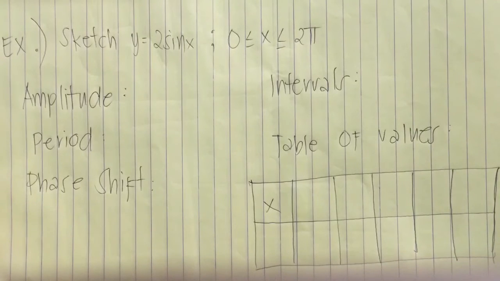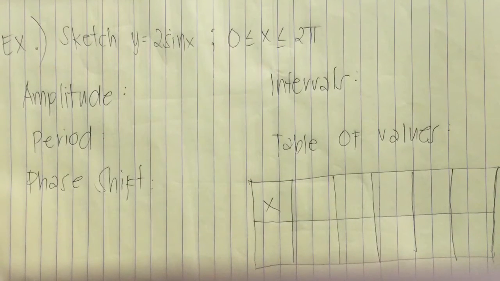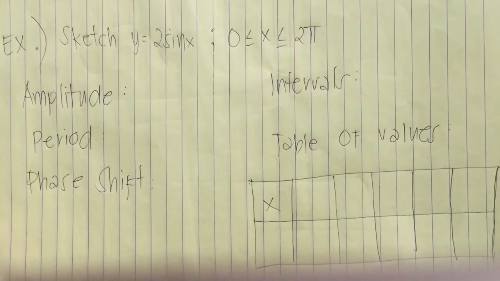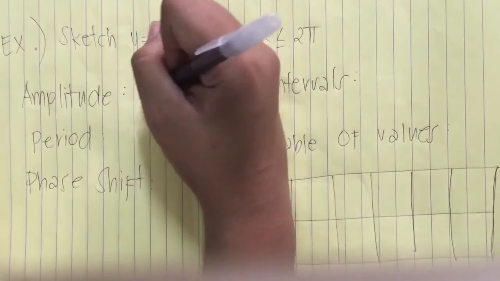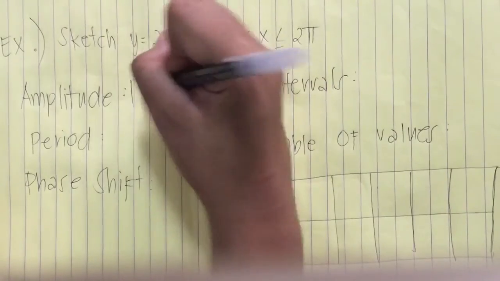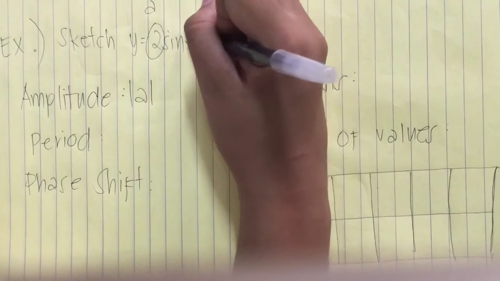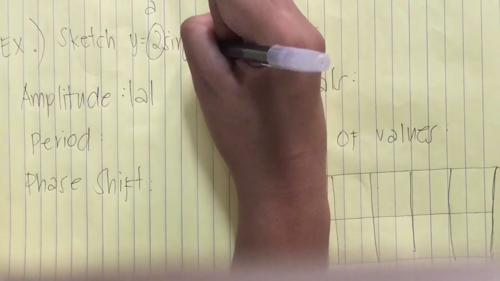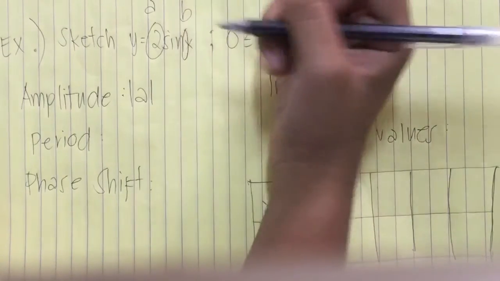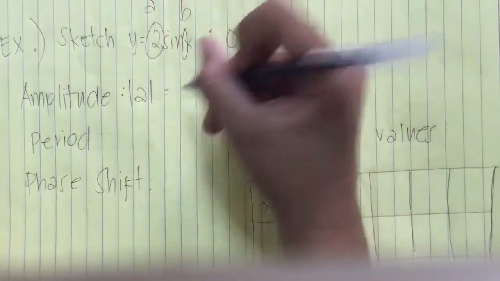Example number 1. Sketch y is equal to 2 sine x, where x is greater than or equal to 0 and less than or equal to 2 pi. Step 1. Find the amplitude, period, and the phase shift of the given problem. So in order to find the amplitude, we find the absolute value of A. This is A, and any number before x is B. The absolute value of A is 2.